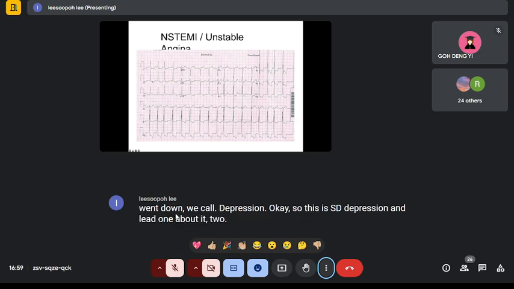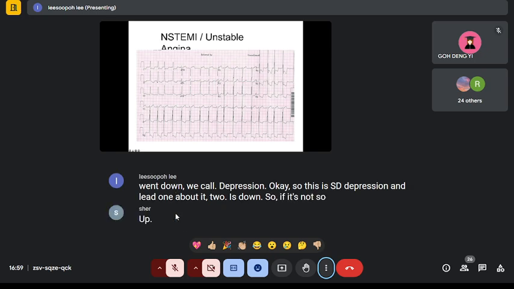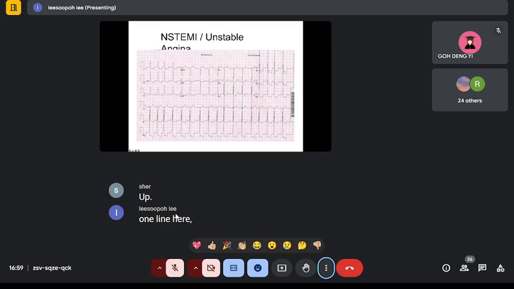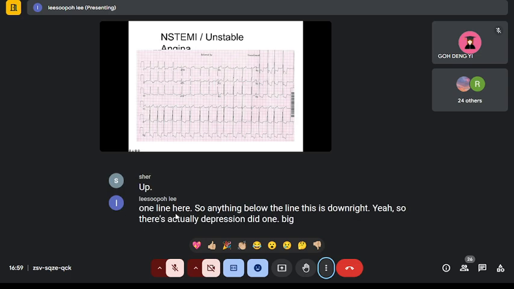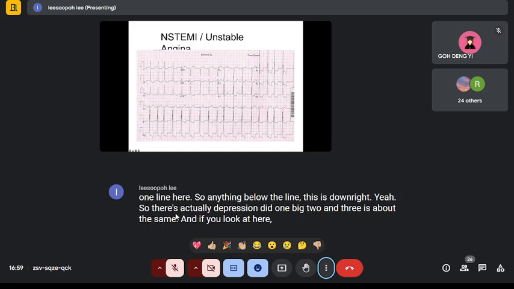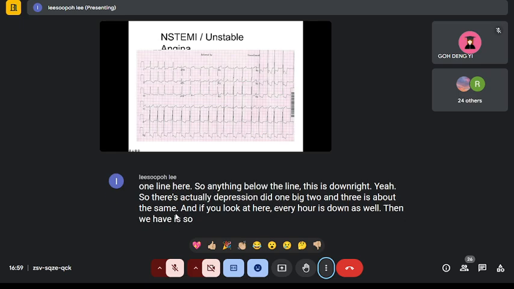How about lead 2? Is it down or not down? If you draw one line here, anything below the line is down, right? So there's ST depression in lead 1, lead 2, and lead 3 is about the same. And if you look here, aVL is down as well. Then aVF is also slightly down.